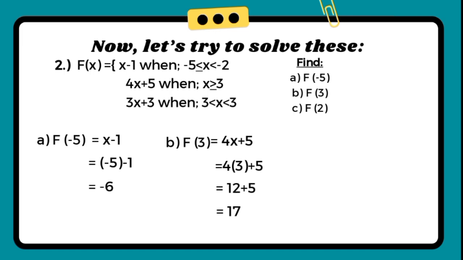Next naman po is letter C. F of 2. So, kabilang yung 2 dito dahil mababa na siya sa 3. So, less than 3. So, answer po natin dyan is 3x plus 3. Substitute natin ulit yung number 2. So, 3 times 2 plus 3. So, 3 times 2, 6. And 6 plus 3 is 9. Ayan po yung answer sa number 2.